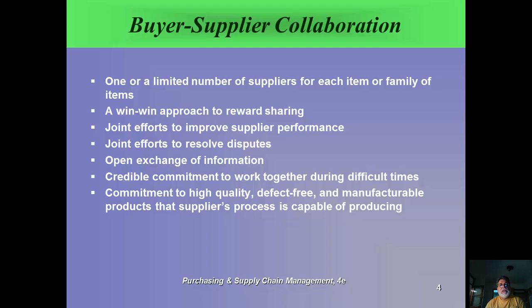I mean, just take a look at Dell. When it comes to memory chips, not memory chips, but processor chips, it's Intel. They work with Intel. Now, there are some companies that work, say, like Intel and maybe AMD, Advanced Micro Devices. And the rewards are shared between both organizations, buyer and supplier. It's a win-win thing. And you have joint efforts. Things are done together to improve supplier performance. It's not just on one side. And you also work jointly to resolve disputes or problems.